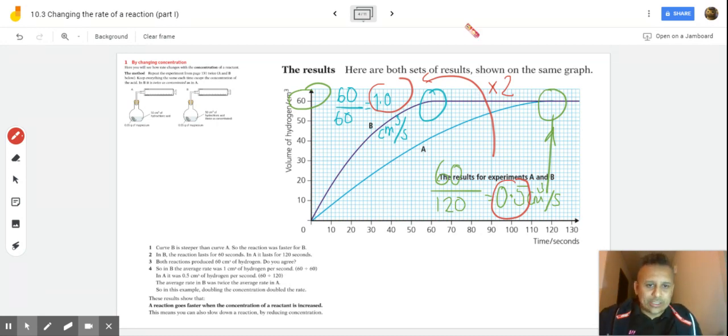And that's a really nice conclusion to draw. In this example, doubling the concentration doubles the actual rate of a reaction. So these results show that a reaction definitely goes faster when the concentration of a reactant is increased.